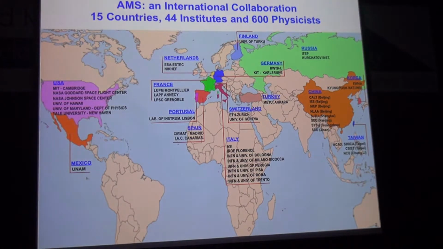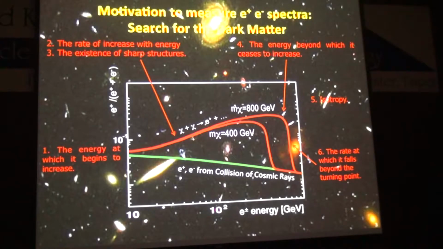This is the AMS collaboration, which has 44 institutes from 15 countries and about 600 physicists. In East Asia, both Taiwan and Korea are members of the AMS collaboration. So one of the most important motivations for AMS is to test the origin of dark matter.